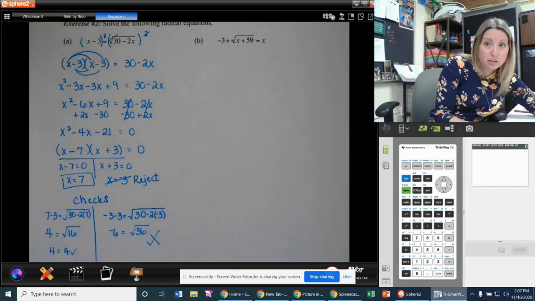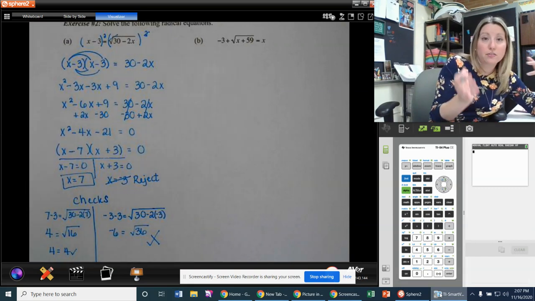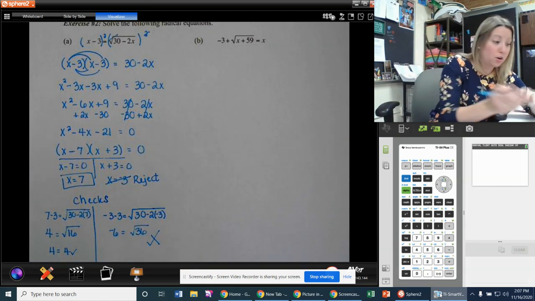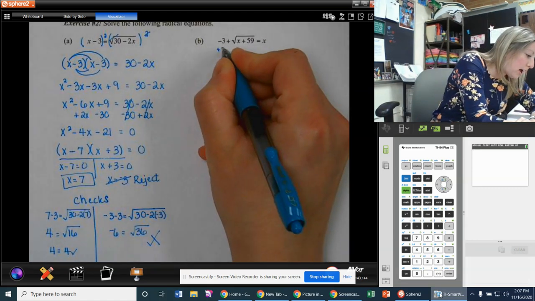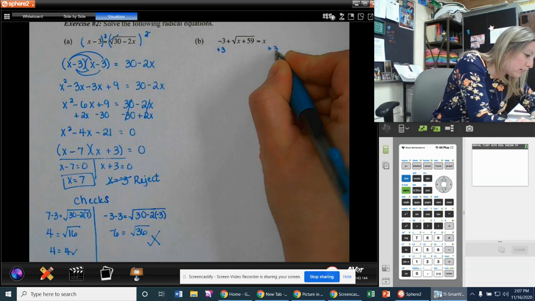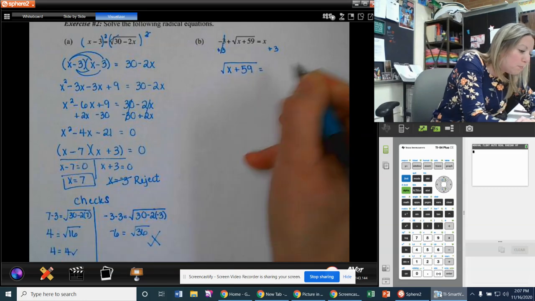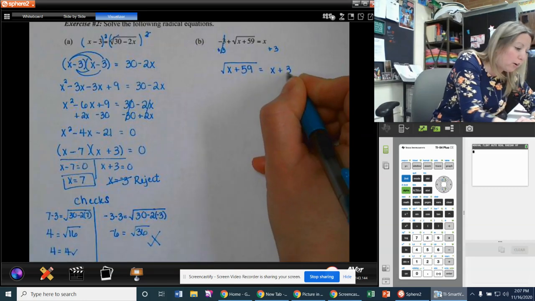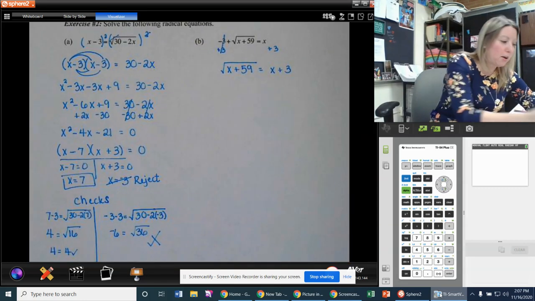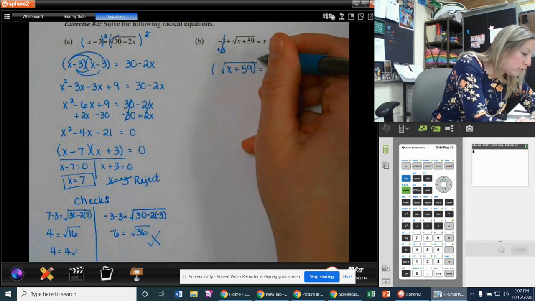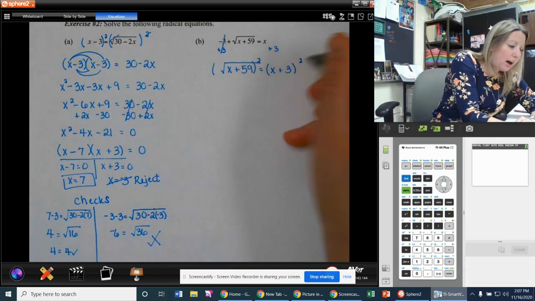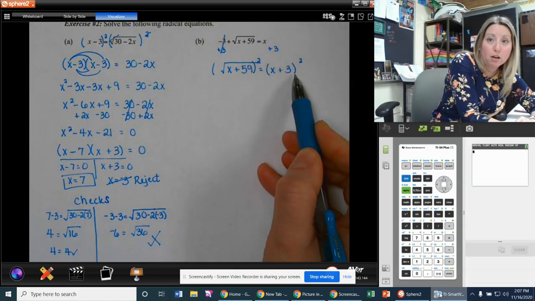First thing about B that we have to resolve is the fact that the radical is not alone. So I actually need to add 3 to both sides of the equal sign so that my radical is alone. So my radical has to be alone before I square it. So now that my radical is alone, I can square both sides. And yeah, I end up getting a binomial times itself again.